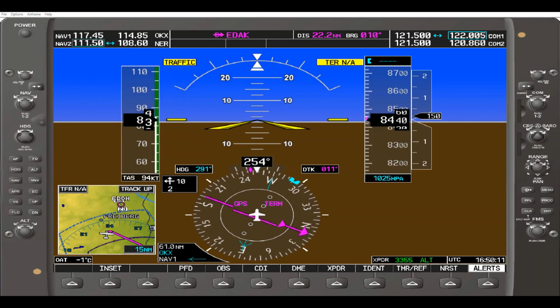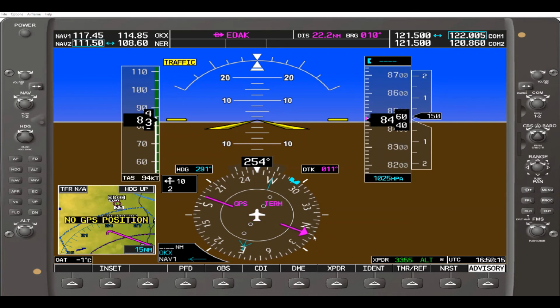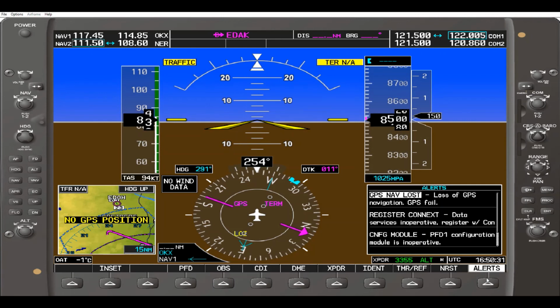But if we have the failure of both GPS receivers and we have no reliable GPS signal, you can see that the GPS middle bar is removed, and on the map you will see no GPS position. Also, you can see that we have an advisory blinking, and if we check it, you can see that the GPS nav was lost.